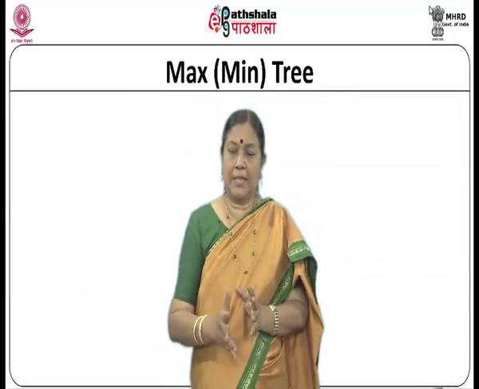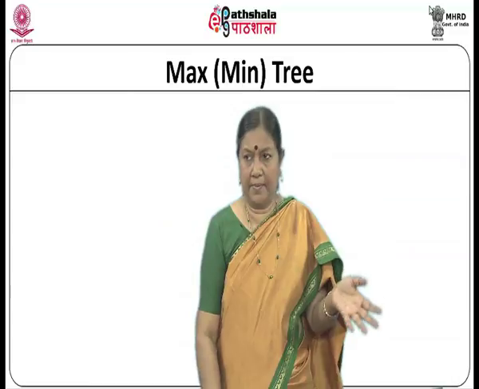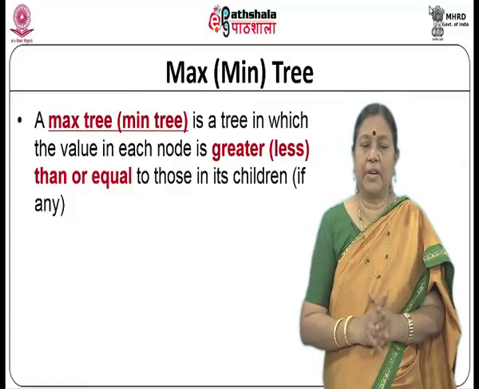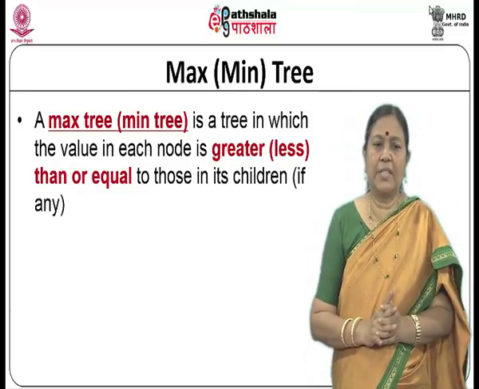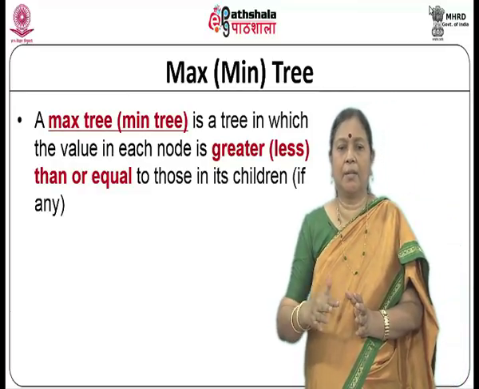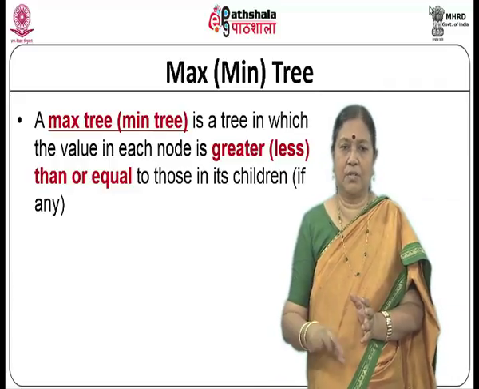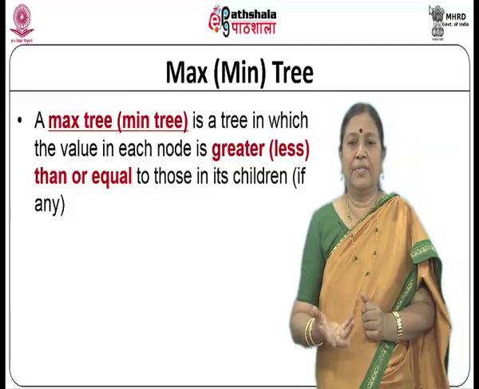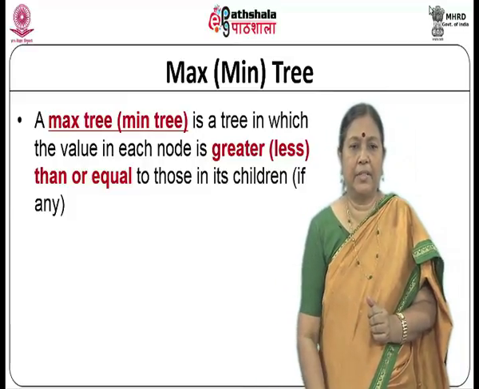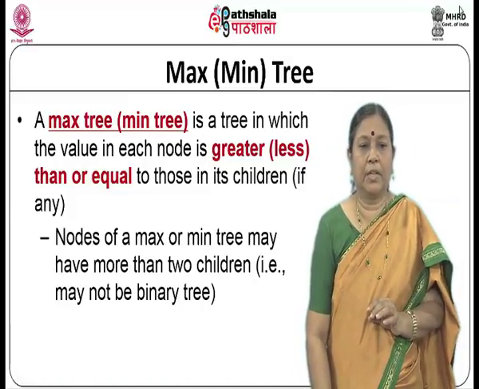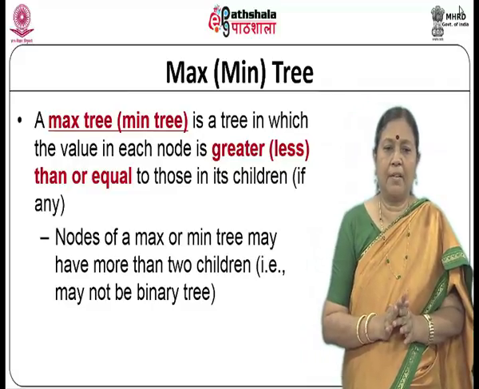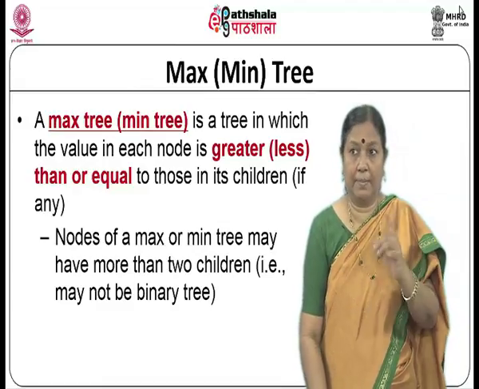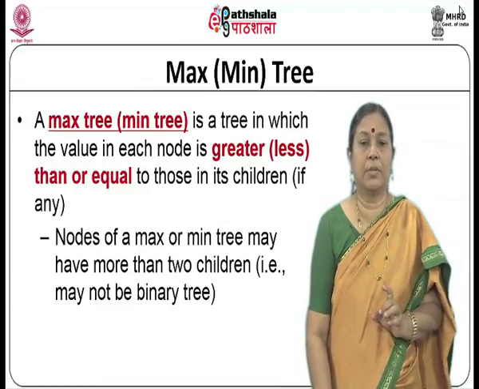Now, it could be a max or a min tree. The example we saw before was a max tree. So, now let us take a max or min tree. A max tree is a tree in which the value in each node is greater than or equal to those of its children. So, if it is a max tree, the parent will have a greater value, and if it is a min tree, the parent will have a lesser value. Nodes of a max or min tree may have more than 2 children, that is, it may not be a binary tree. That is not necessary, but we are defining a binary heap in this particular case, that is why it was a binary tree.